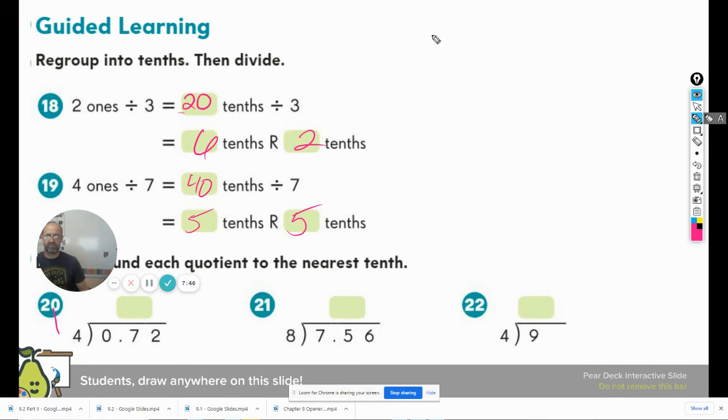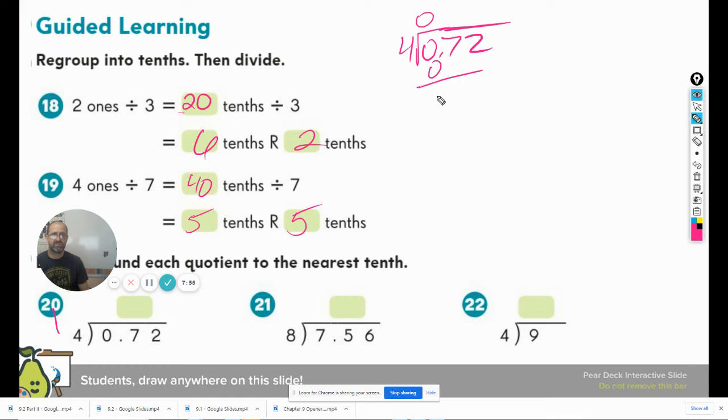I like to rewrite them up here. 4 into 0.72, nearest tenth it's asking for. So 0 times 4 is 0. Bring down the 7. 4 goes into 7 one time. 1 times 4 is 4. I get a 3, bring down the 2. 4 goes into 32 8 times, and I stop because I'm trying to find the nearest tenth. My next digit is an 8, so I know it's going to round up. I didn't line that up. Shame on me. So rounding to the nearest tenth is going to be 0.2, where again the 18 hundredths is going to end up being the exact answer.